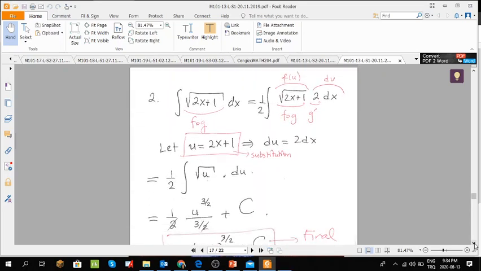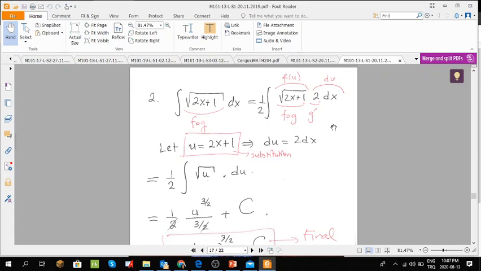Next, my second example: the integral of the square root of 2x plus 1 dx. As you see, this is f composed with g, where f is square root and g is 2x plus 1. If I let g be u, then f composed with g, the square root of 2x plus 1, turns out to be f of u, and 2 dx is going to be du. So the substitution u equal to 2x plus 1 works really well.